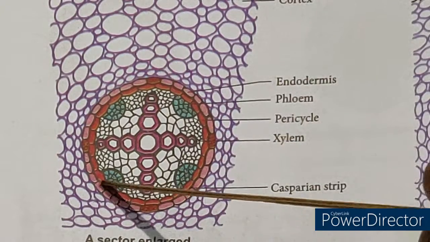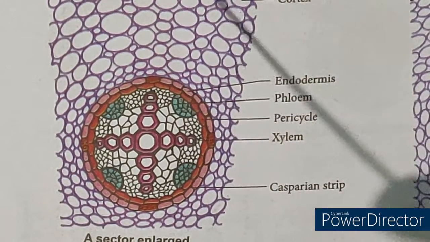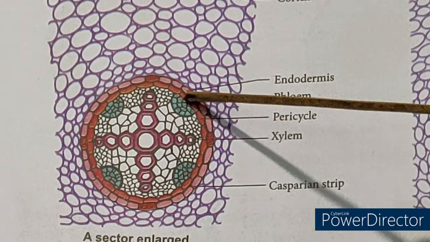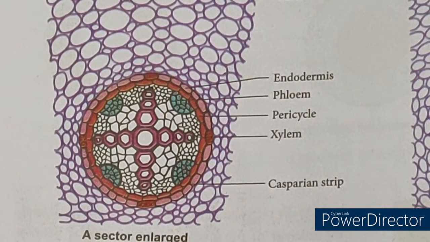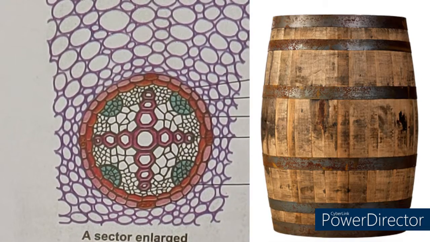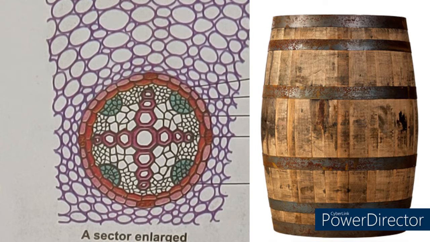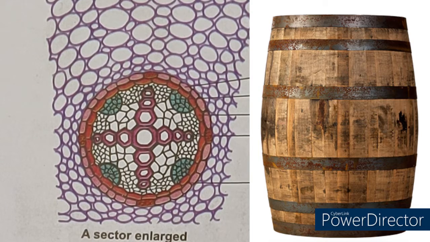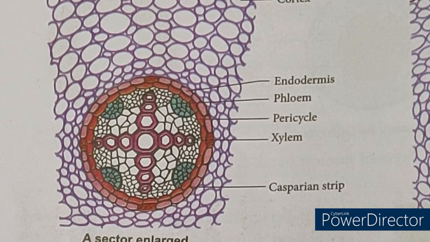Then third is endodermis, which is the innermost layer of cortex. First epidermis, then cortex, and third one is endodermis. The cells are barrel shaped. I hope you know barrel. In those days, they stored water or wine or liquor in barrels. In that shape, these cells are found. So that is known as barrel shaped.